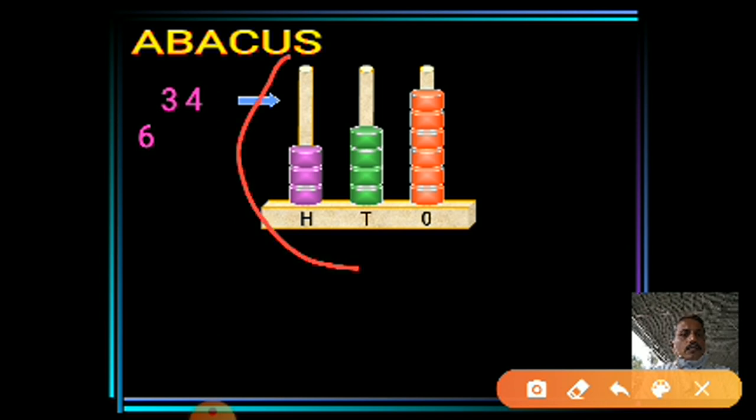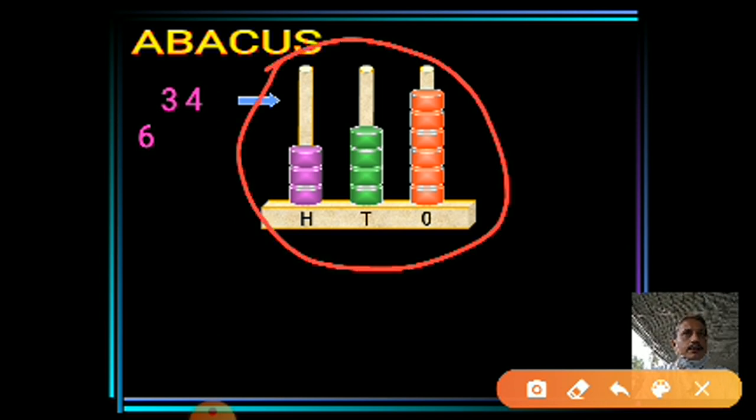Actually, you have a slate. You had a slate in your KG section or first standard. On the slate, half of the slate had colorful beads, and you were playing with the beads, but you did not know how to use them. In the same way, here a wooden strip has colorful beads.